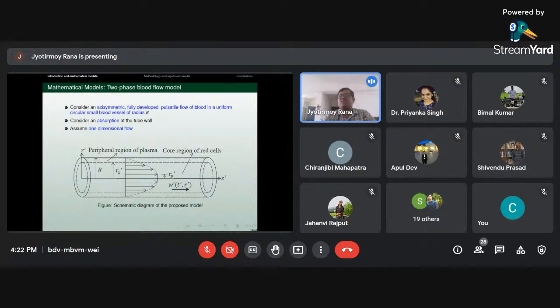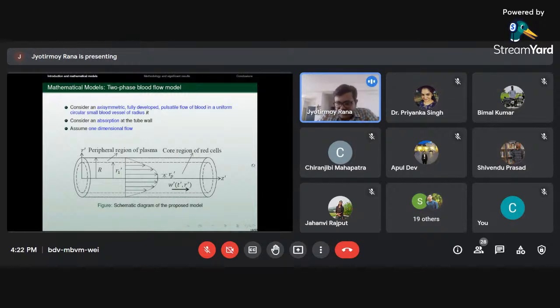Now I want to introduce the two phase fluid model. This two phase fluid model is very important for very small arteries, and we'll discuss this. Here we can see the schematic diagram of the proposed model. In the central region of the tube, we have the core region of the red cells, and near the wall we have the region called the peripheral region, where we have the presence of plasma.